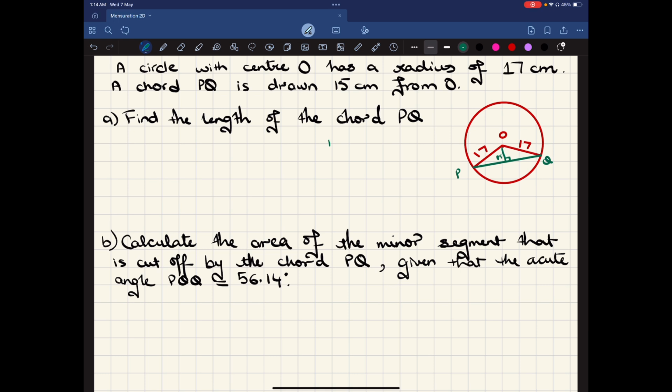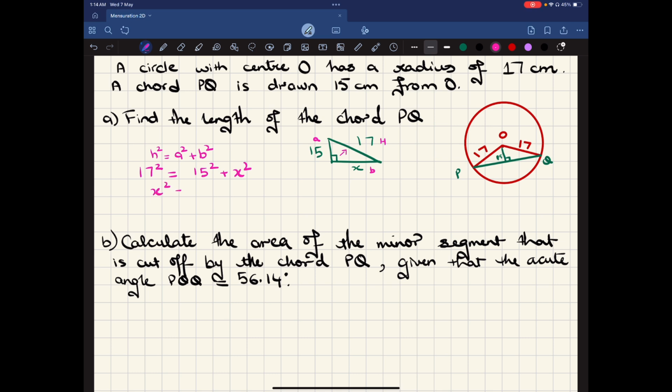So let's draw the triangle outside. So this is 17, this is 15, this is a right angle triangle, and we need to find this length. Let's label our sides. The side opposite to the right angle is the hypotenuse, and the other two legs we will just denote by A and B. So c square is equal to A square plus B square. This is Pythagoras. 17 square is equal to 15 square plus x square.